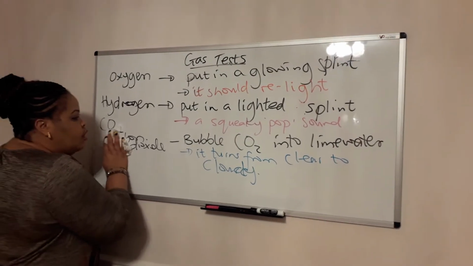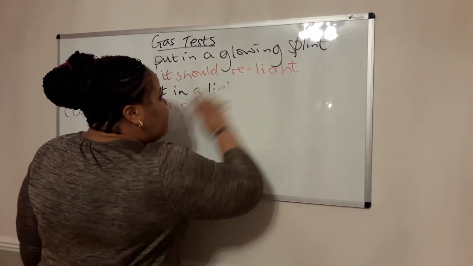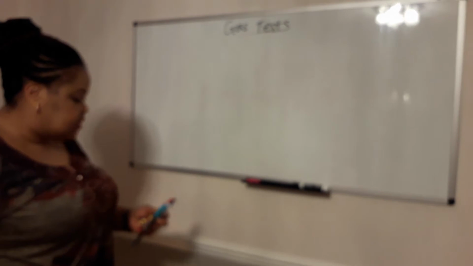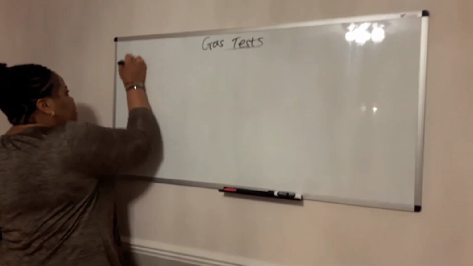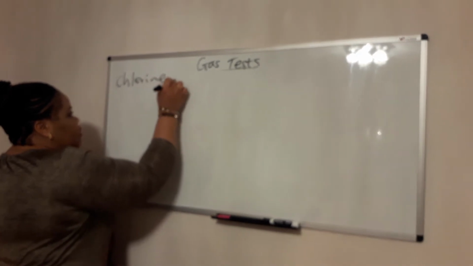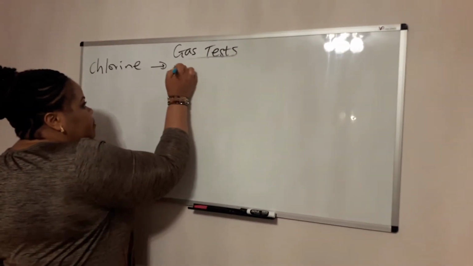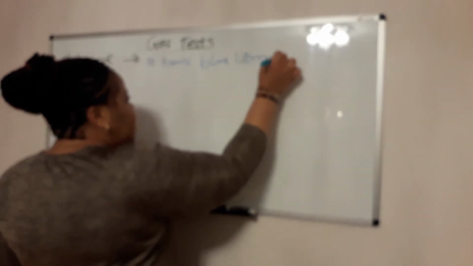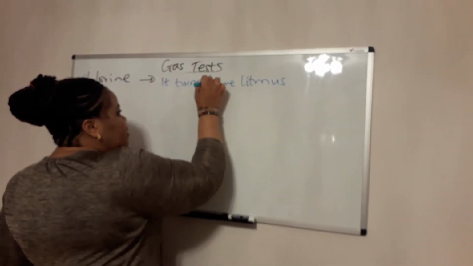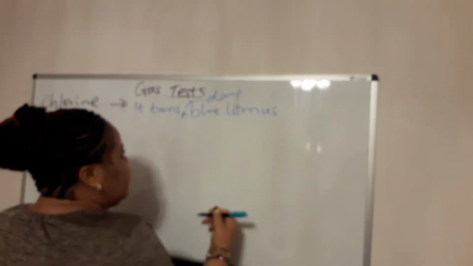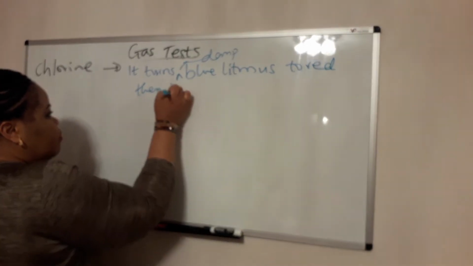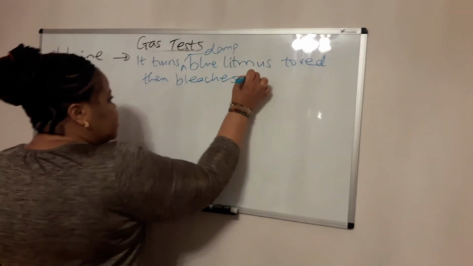All right? I'm going to rub it off to create space for the next one. I'm going to look at chlorine gas as well. So chlorine is another gas that I'm going to talk about the test for. The test for chlorine gas is that it turns damp blue litmus paper red, and then bleaches it.